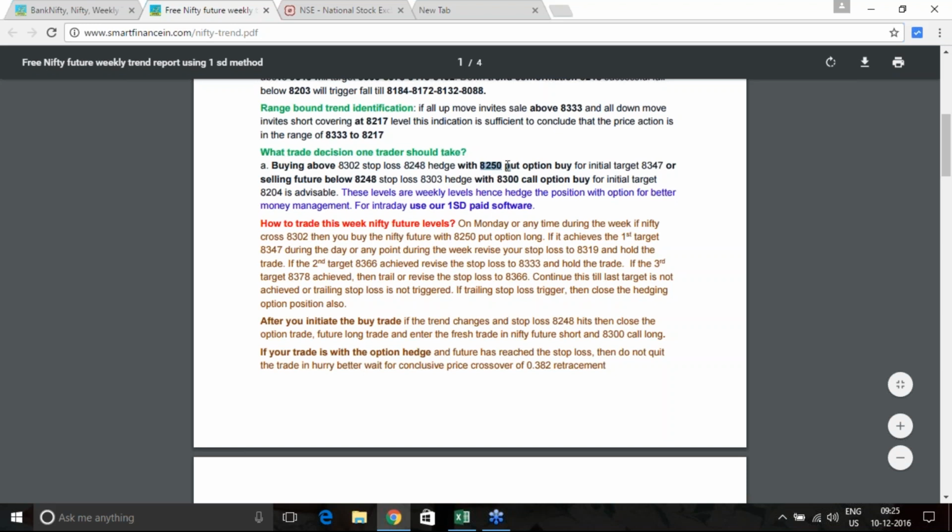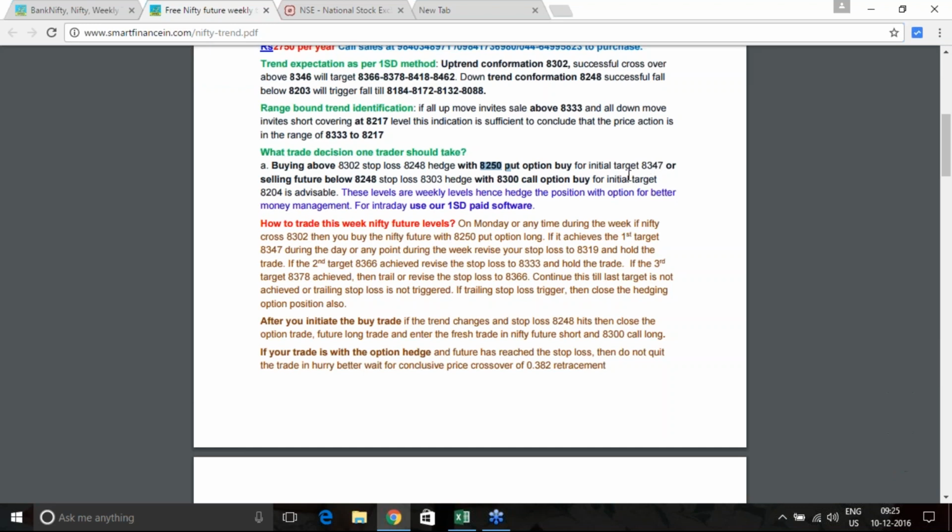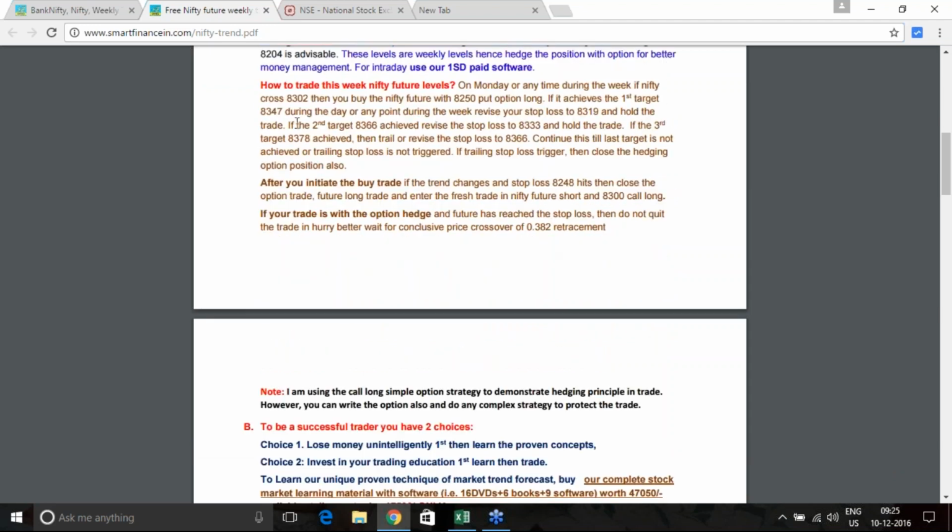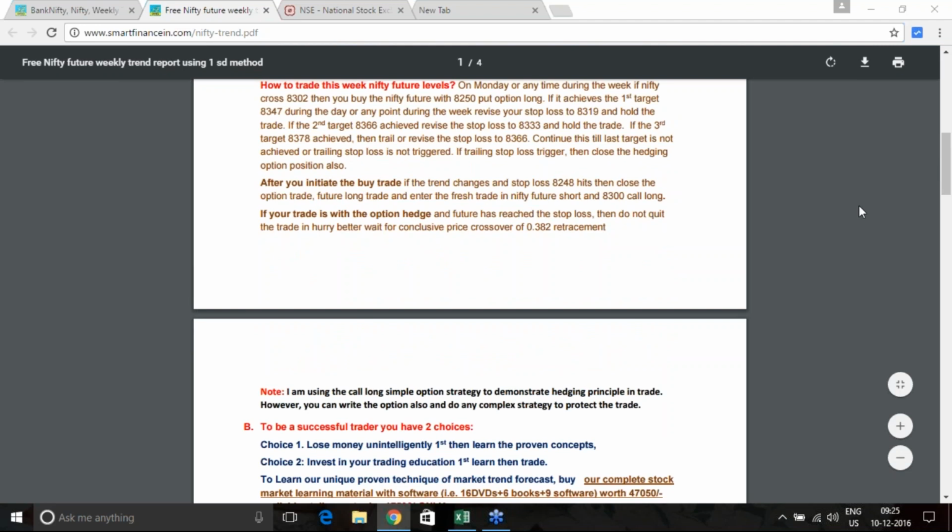Once you buy at the 8302 level, with a stop loss of 8248, I am telling you to hedge the trade with an 8250 put option. If you are selling at 8248, I am telling you to hedge it with an 8300 call option. So I am also telling you here how to trade with this particular setup.